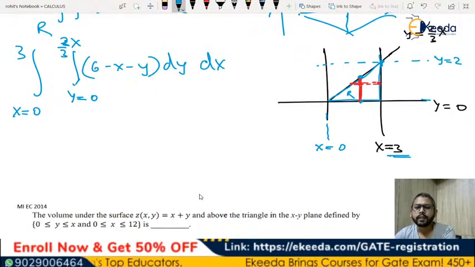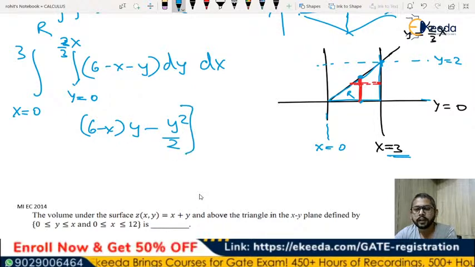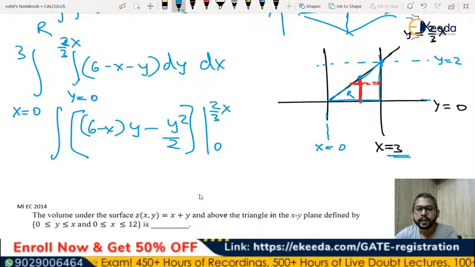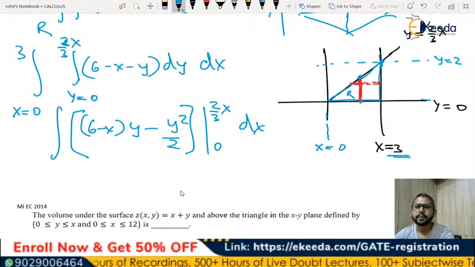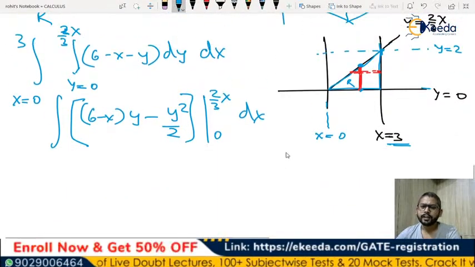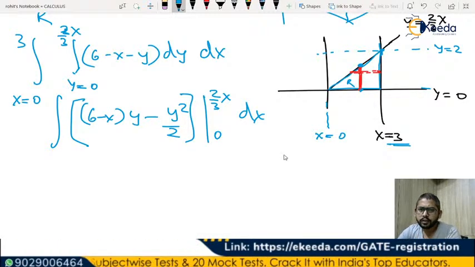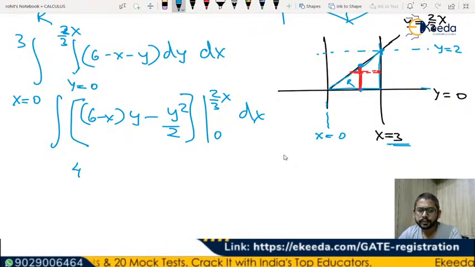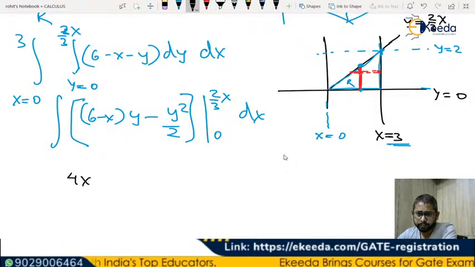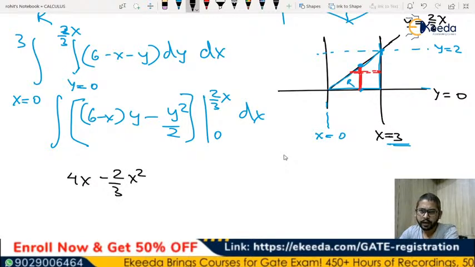So when you are integrating in terms of y, it is 6 minus x in terms of y minus y square by 2. The limits are 0 to 2 by 3x, and then you have to integrate in terms of dx. I'm not writing the limits of x here. It is understood. It is 0 to 3. So putting the limits 2 by 3x, let's split all the terms. 2 by 3x, so it will be 4x, the first term, minus 2 by 3x square, like you are putting y is equal to this.